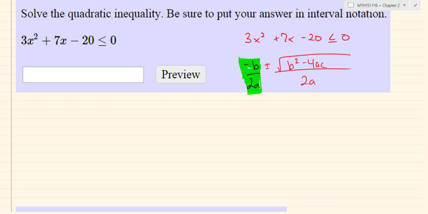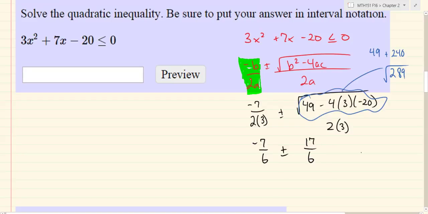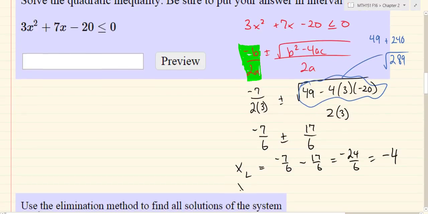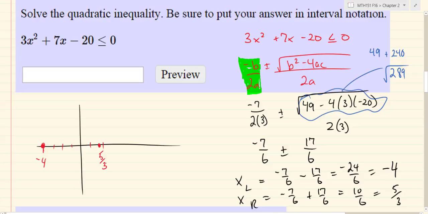All right, so let's plug in some numbers. Now I've got to do some arithmetic. So this is your answer. Your left-hand x-intercept is going to be negative 7/6 minus 17/6, which is negative 24/6, which is negative 4. Fantastic. Your right-hand x-intercept is going to be negative 7/6 plus 17/6, which is 10/6, which is 5. All right, so now we've got the x-intercepts. Let's sketch a graph.